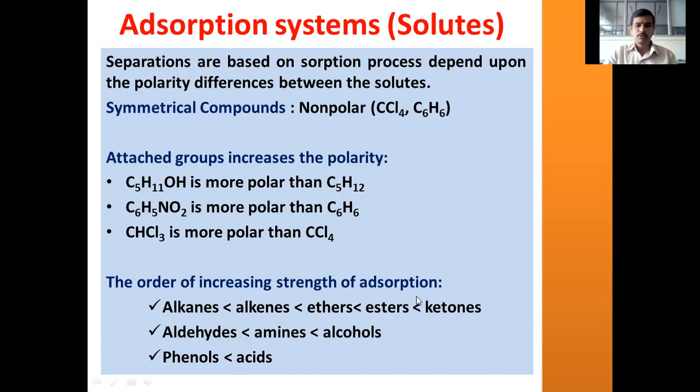So when you introduce a group of compounds having alkanes, ethers, esters and ketones to a chromatographic column which has silica as an adsorbent, as a stationary phase, alkanes will be eluted first, alkenes next, ethers next, and esters and ketones at last. Because the relative adsorbability of the ketone is more when compared to alkanes. So alkanes are going to be eluted first, then ketones will be eluted at last. In between, this group of compounds will be eluted.